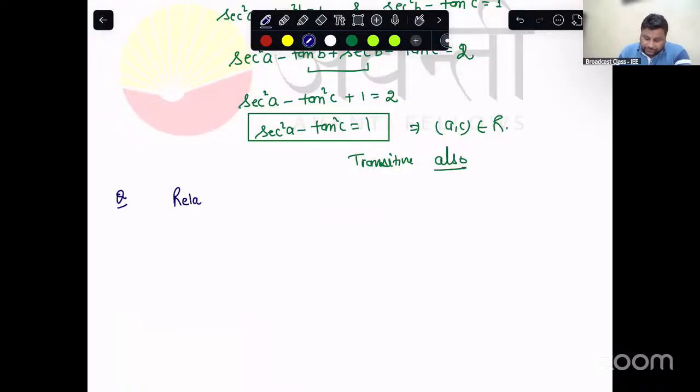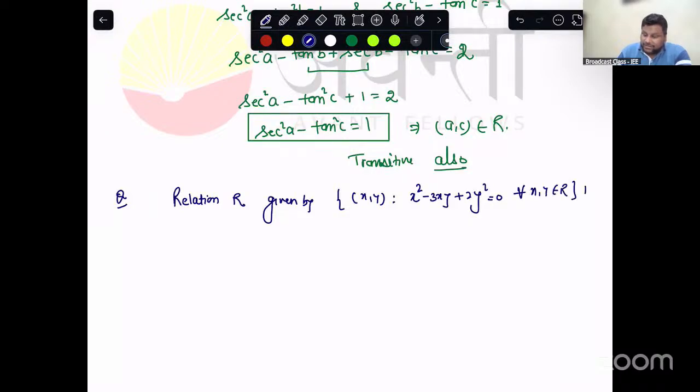Relation R given by (x, y): x square minus 3xy plus 2y square equals 0, for every x, y belonging to R. Again the same question: reflexive, symmetric, transitive. Tell me quickly.